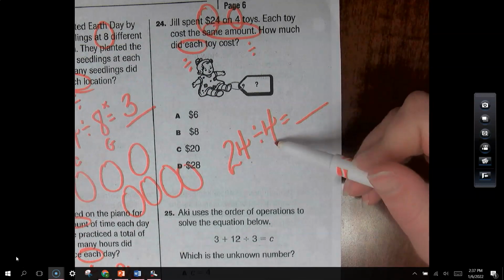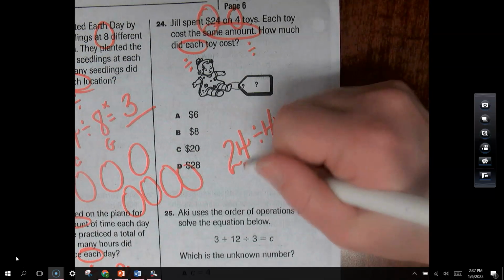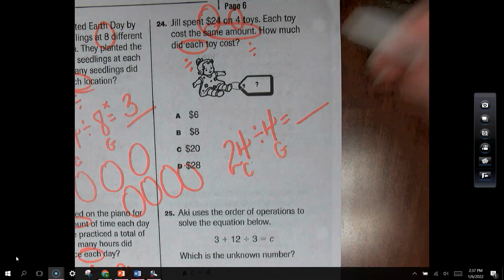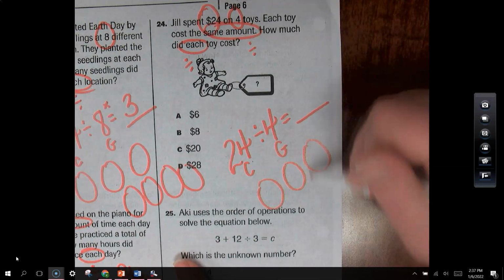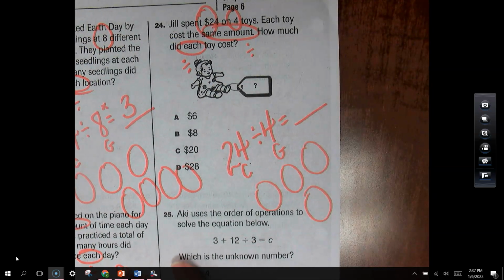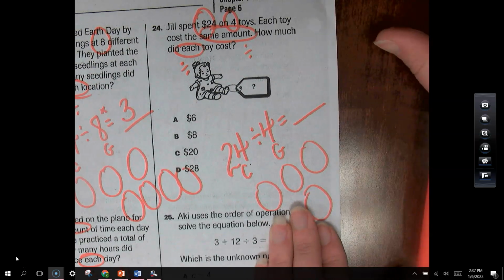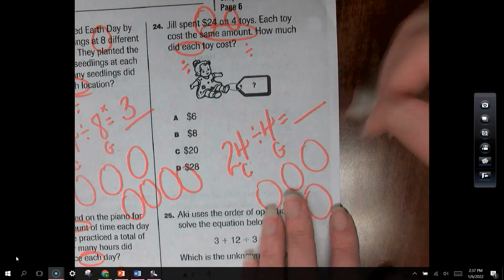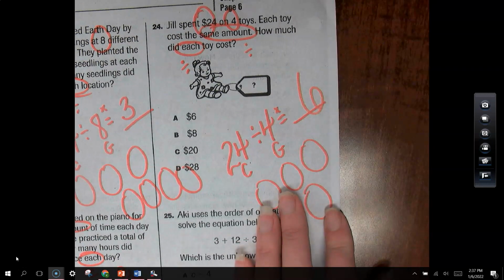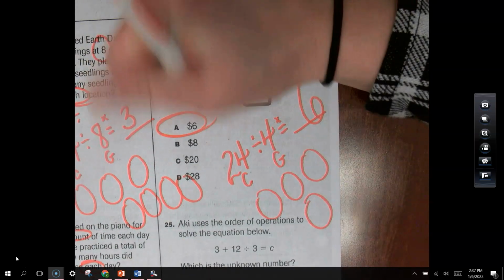What times 4 is 24? If you do not know, 24 is your counters, 4 is your groups. I would draw 4 groups, and I would separate out 24 things. If you need to draw a picture, please pause the video now, and when you're ready, press play. Well, what times 4 is 24? The correct answer is 6. 6 times 4 is 24.